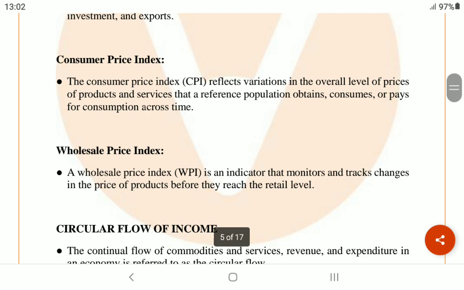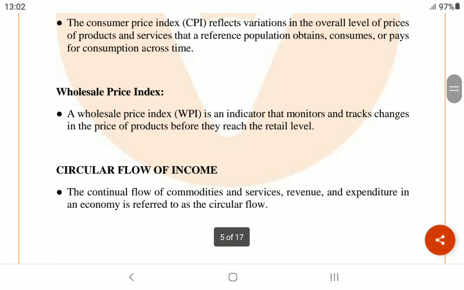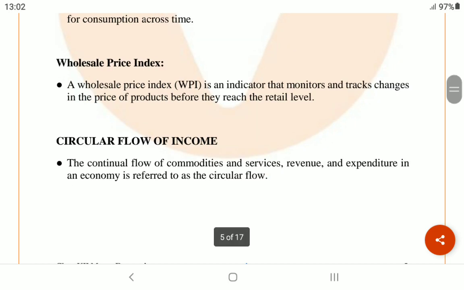Next, one more question: consumer price index, CPI. It reflects variation in the overall levels of prices of products and services that the population obtains, consumes, or pays for consumption across a time. Next is wholesale price index, WPI. It is an indicator that monitors and tracks changes in the price of products before they reach the retail level. Before they reach the retail level, there will be a change in the price of the product. This is the WPI, wholesale price index.